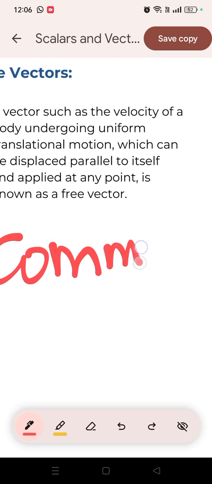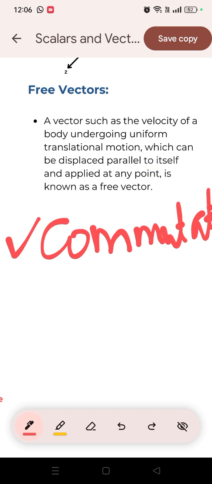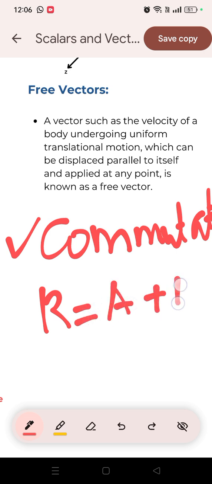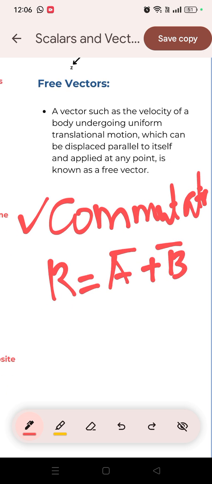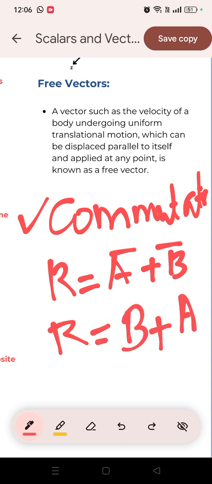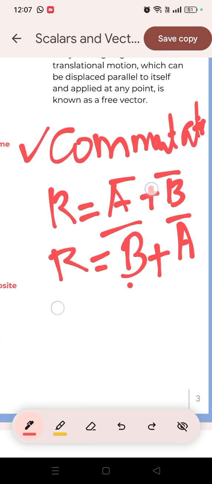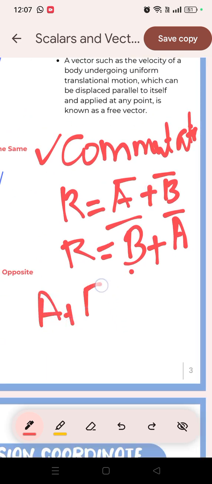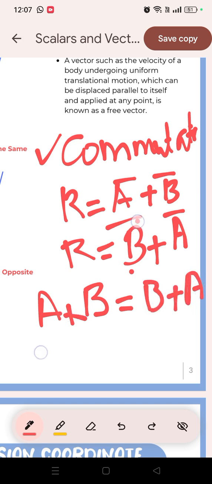Commutative. This law simply means, I'm just telling you the basics, if I write R is equal to A plus B, or if I write R is equal to B plus A, this means the commutative law has been followed by this vector quantity. No matter if you add B plus A or A plus B, this will simply mean the same. So we simply write A plus B is equal to B plus A. This is about the commutative law. This is the first law.